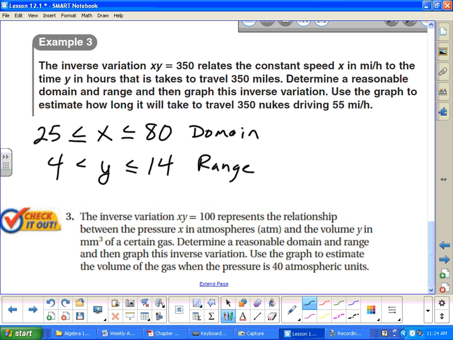Then they want to know, how long does it take them if they're driving 55 miles an hour? So at 55 miles per hour, my time would be what? Somewhere between 4 and 14, right? Can you tell me exactly where between 4 and 14? How, Nolan?